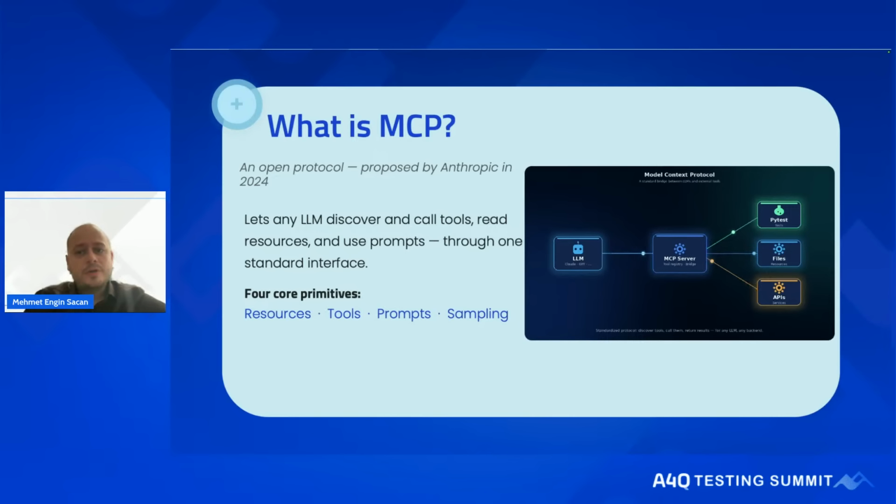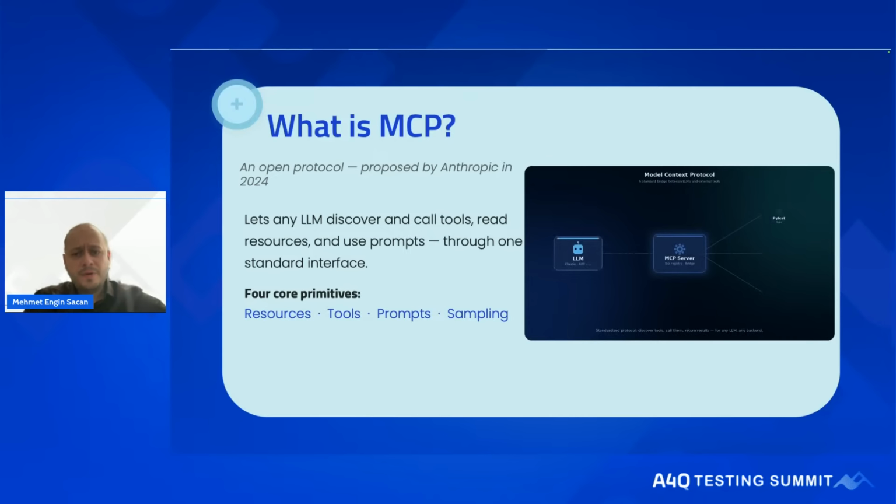MCP, the Model Context Protocol, is an open source spec Anthropic introduced in late 2024. The simplest framing is that it's a standard way for an LLM to talk to tools and data outside itself, which means one protocol, many backends. Look at the animation. The LLM doesn't know your Pytest setup. It doesn't know your file system. It doesn't know your APIs. MCP is the bridge between tools and LLM. The LLM discovers them and calls them.